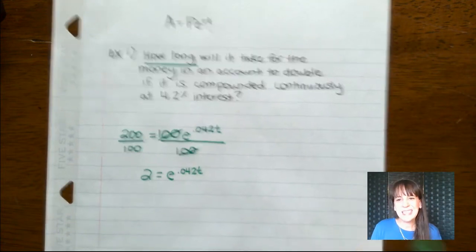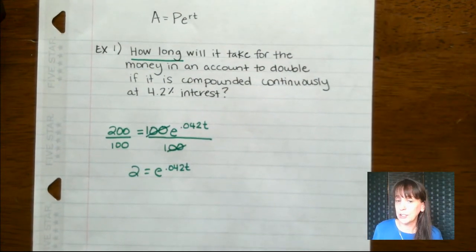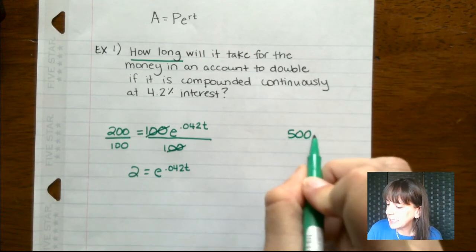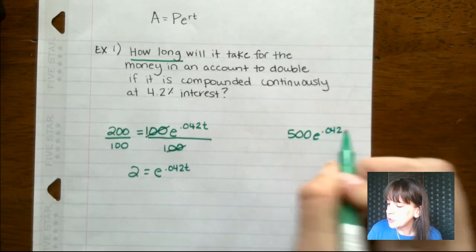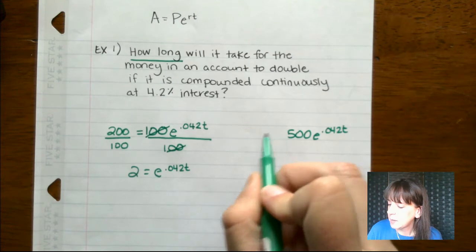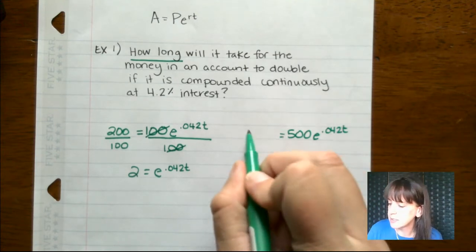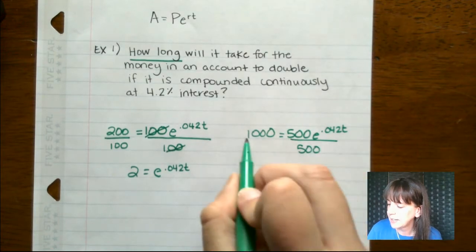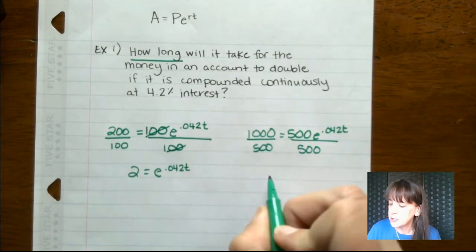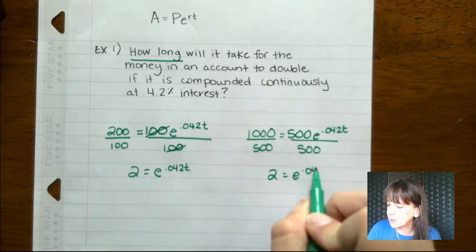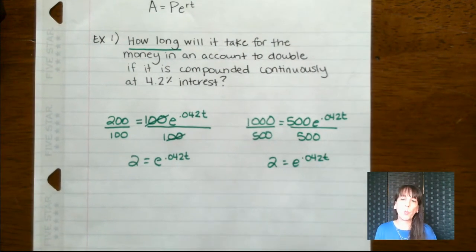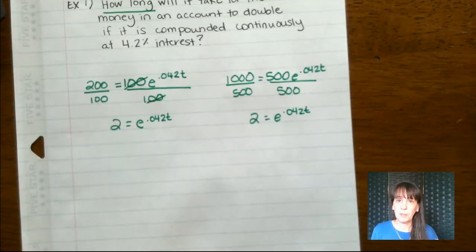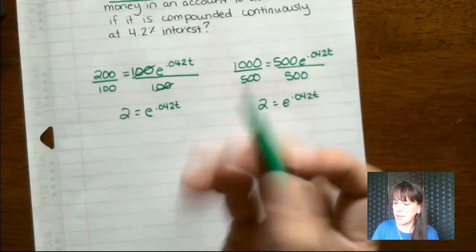Now, let's say that I had tried something else, like $500. So I said 500 e^(0.042t), to the t power. And then I wanted to double it, which is $1,000. Divide both sides by 500, and you'll see that I get 2 equals e^(0.042t). So it didn't matter what I chose when I go to solve the problem, I end up with 2 either way.